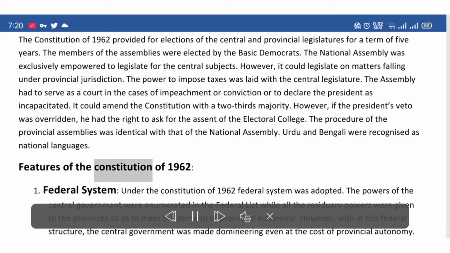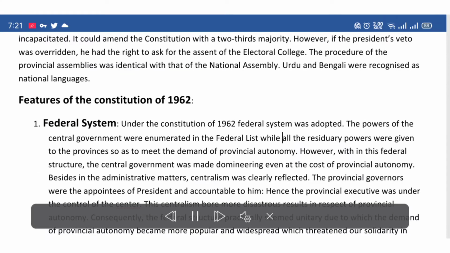Features of the Constitution of 1962. Federal system. Under the Constitution of 1962, a federal system was adopted. The powers of the central government were enumerated in the Federal List. All the residuary powers were given to the provinces so as to meet the demand of provincial autonomy.